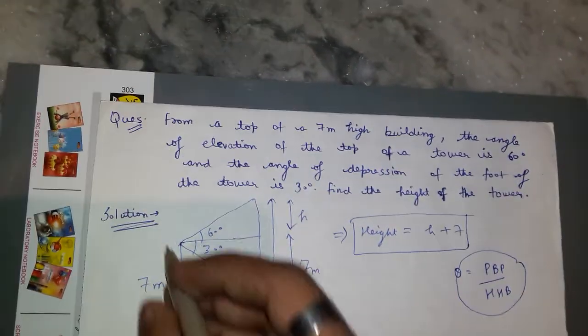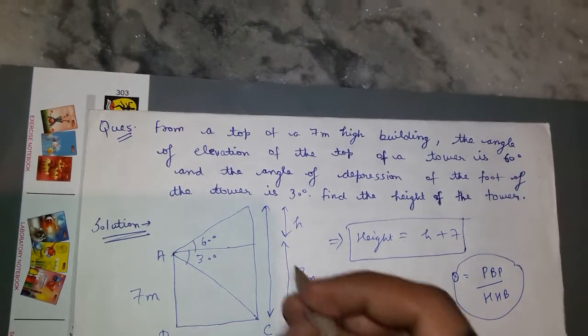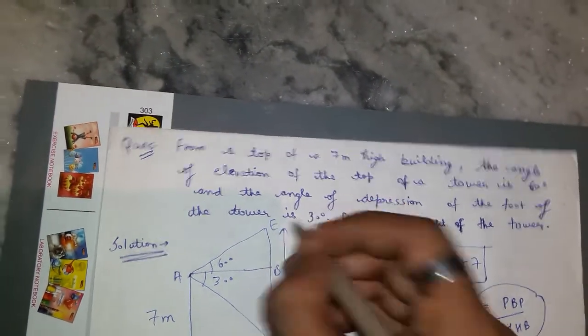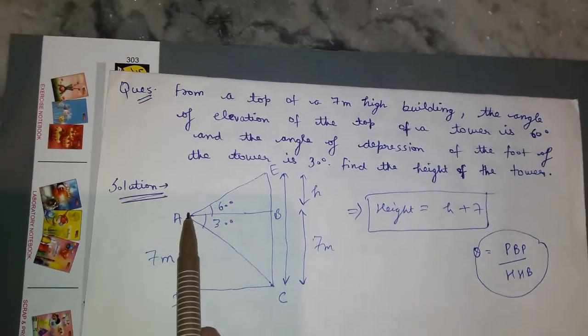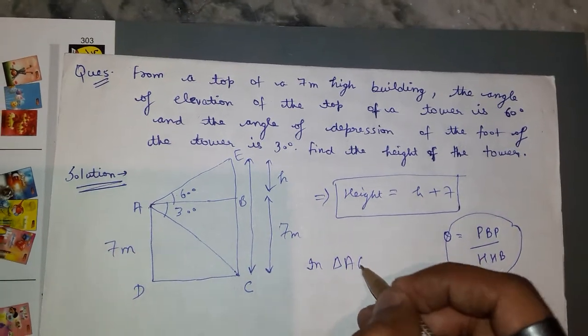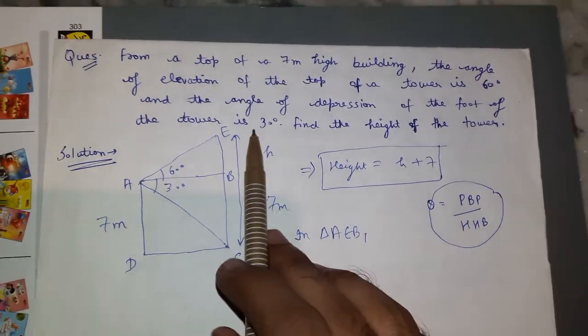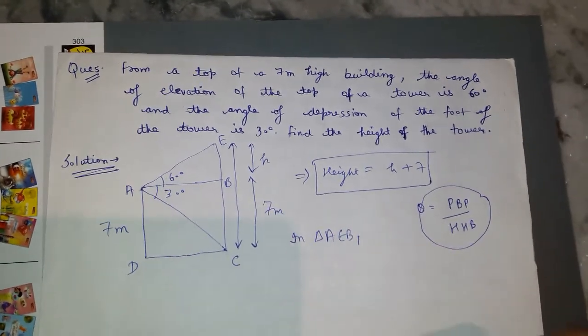Let me give the names A, D, C, B and E. What we have to do is use the two triangles. First of all, in triangle AEB, we have to find this height. We are solving this for the height so that we can find the height of the tower.